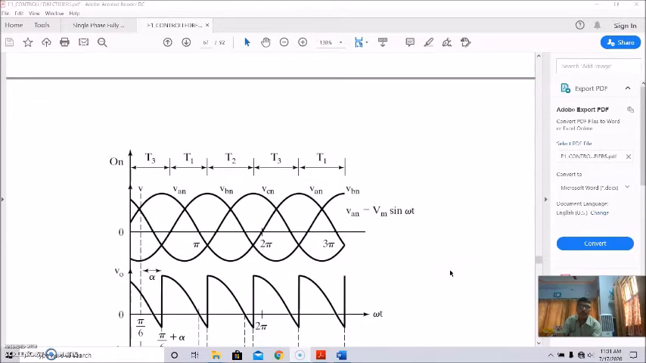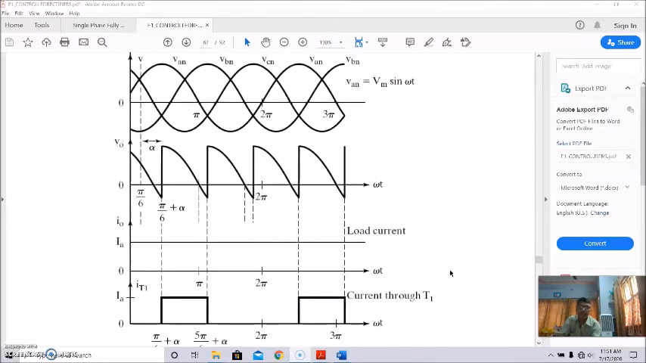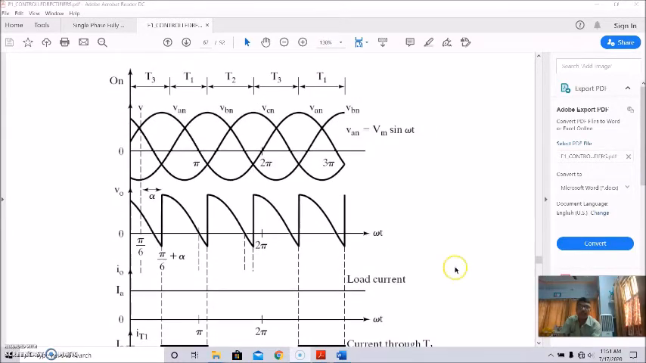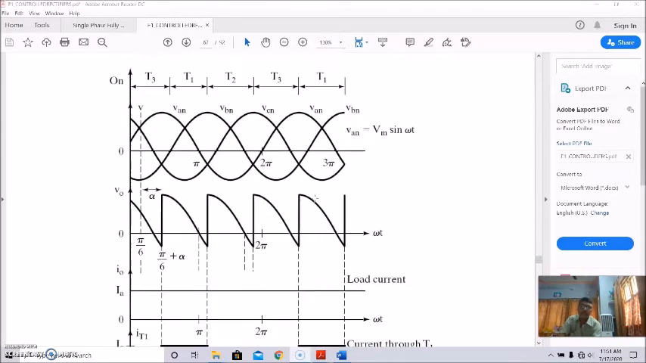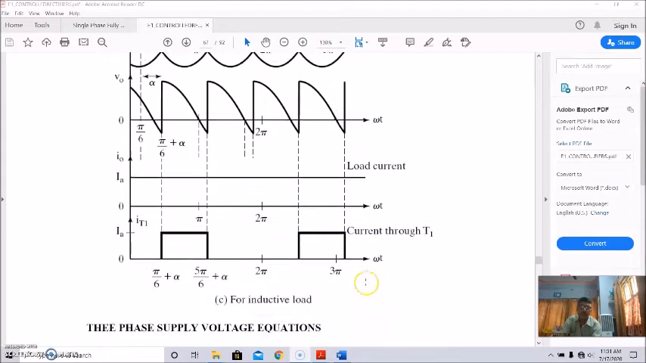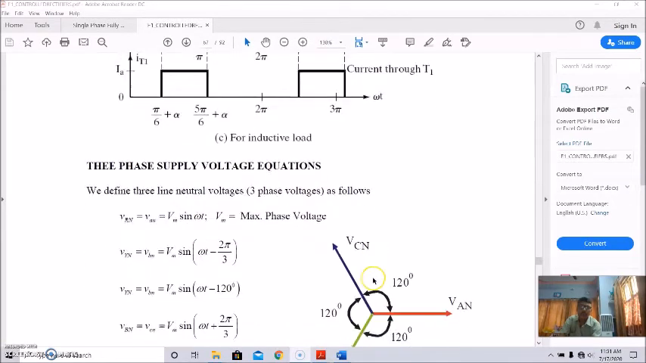So let us see these three thyristors. This is the waveform operation cycle of the three thyristors. Thyristor 1, 2, 3, then 3, 1, 2 in this pattern. So see, three-phase, actually this can be explained after knowing the three-phase supply voltage equations.